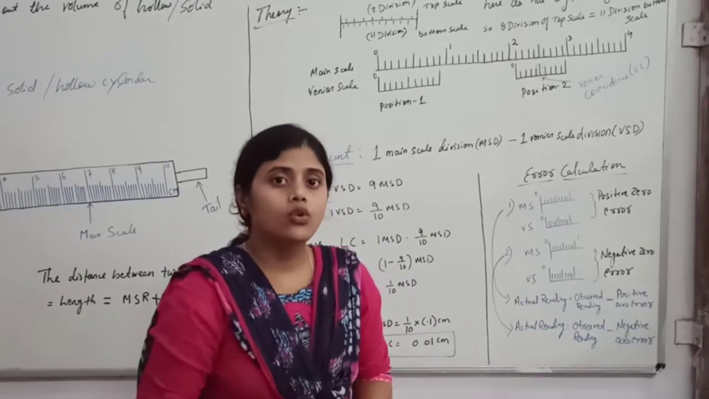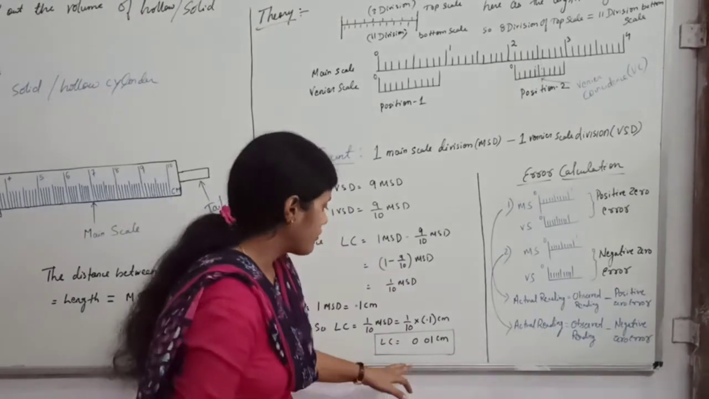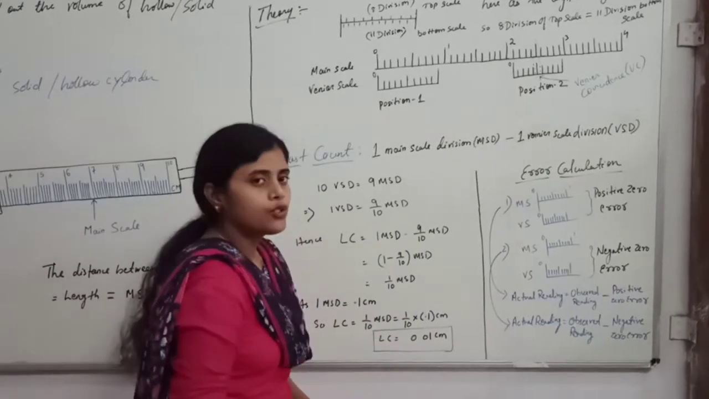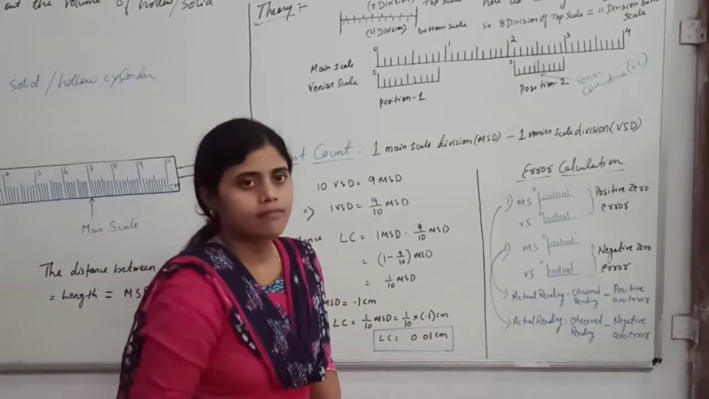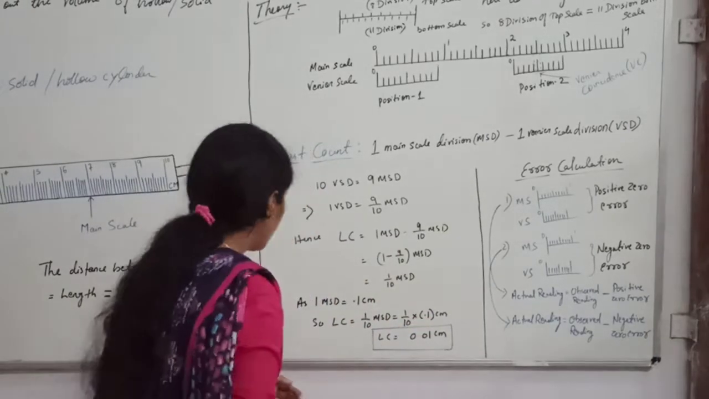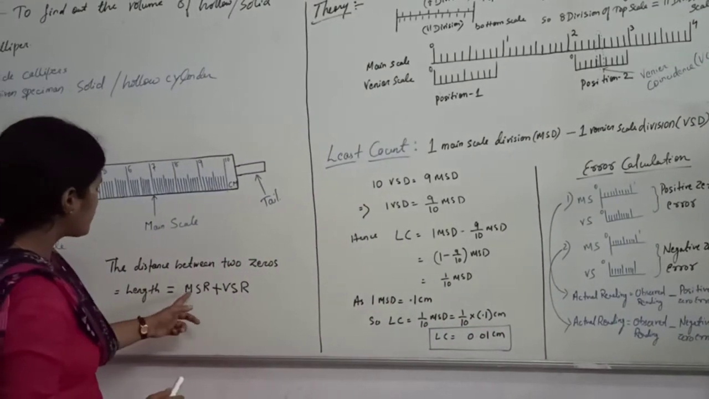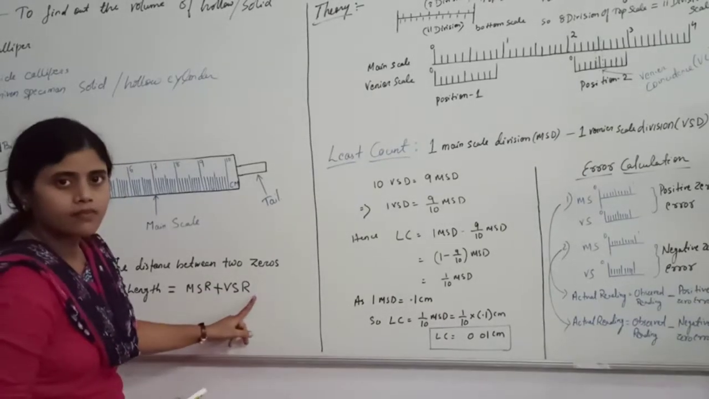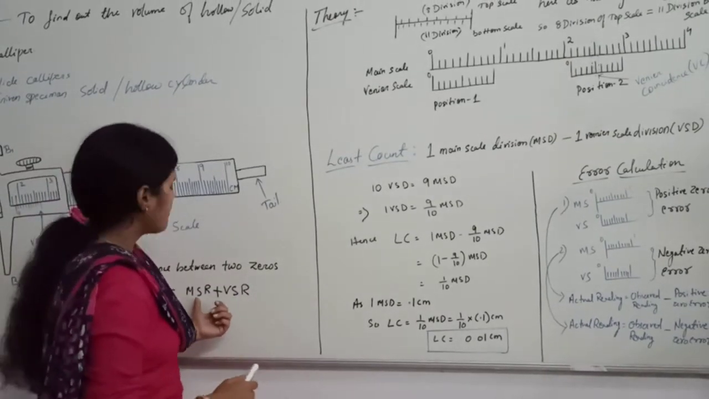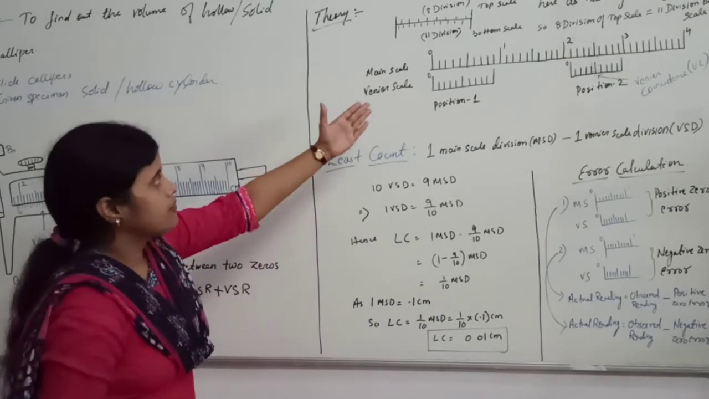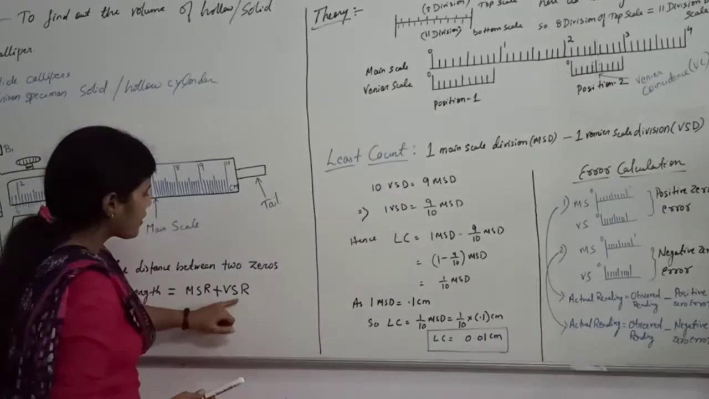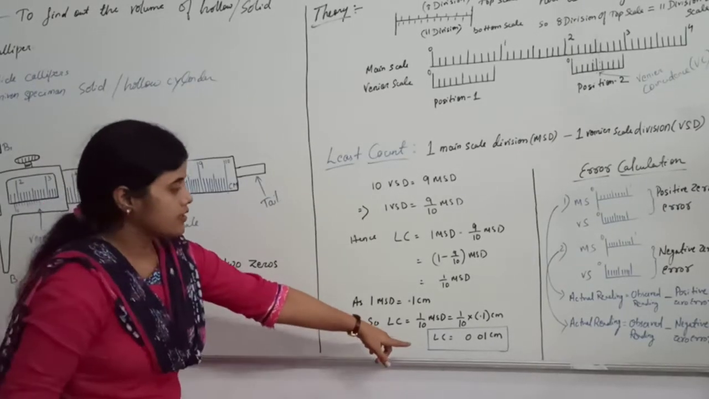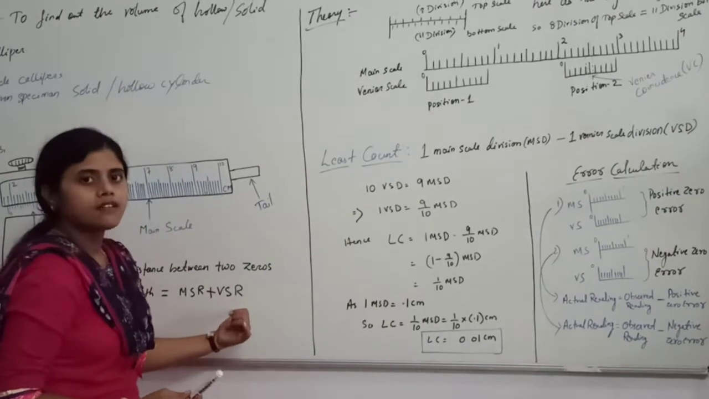After knowing the value of least count that we got here, 0.01 centimeter, we will be able to find the observed length of our given object, which is given by length is equal to main scale reading plus vernier scale reading. Main scale reading can be easily found out from the main scale, but this vernier scale reading is very important, because the LC came into picture in this vernier scale reading.